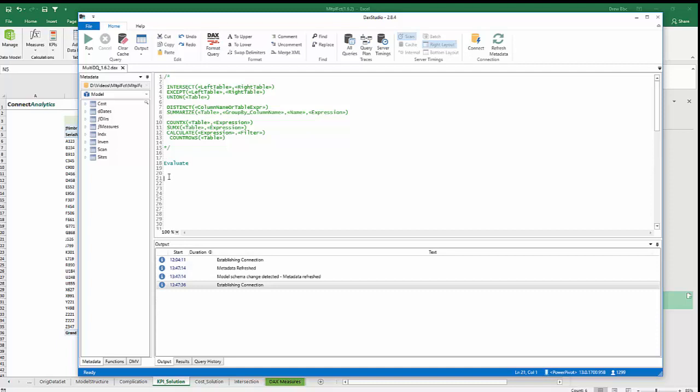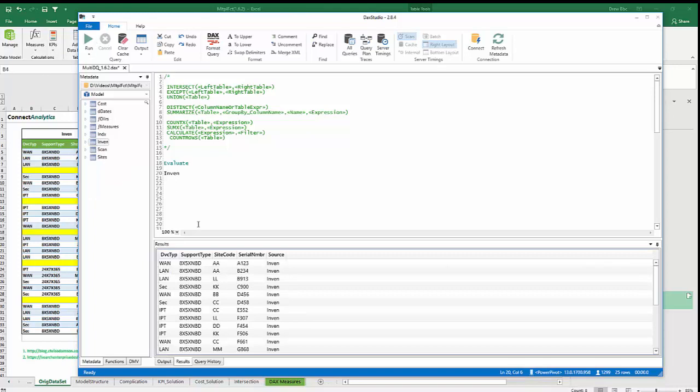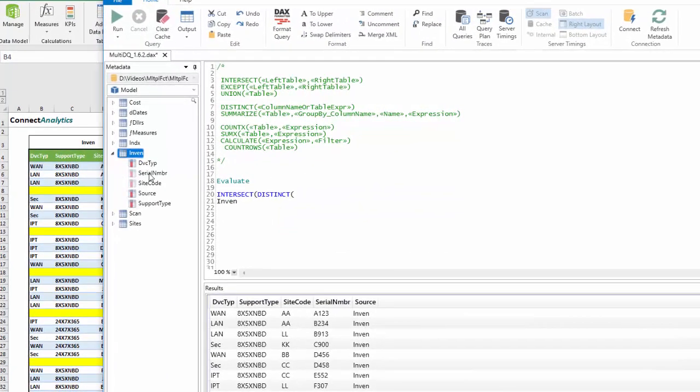We start with an evaluate statement. We'll take one of these tables. We'll take our inventory table just as an example. We've just run our inventory table. What we see here is a high fidelity representation of what is in that inventory table. We're trying to intersect the three tables together, right? So inventory, scan, cost. What we need to do is pick up the actual serial number column of that inventory table because we're actually going to intersect specific columns of the data set.